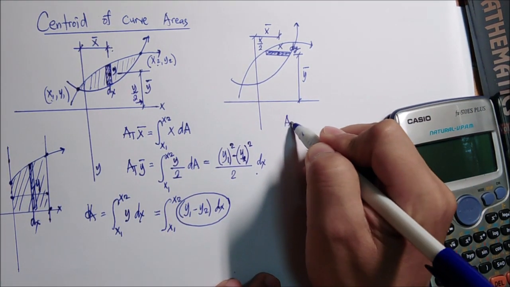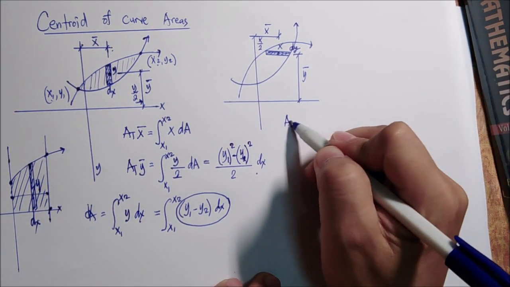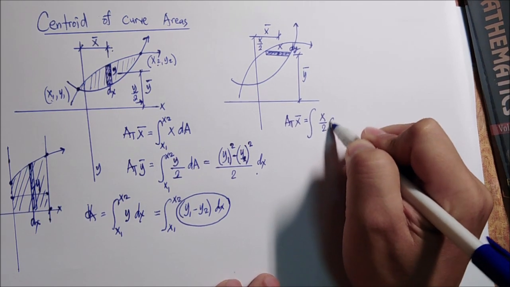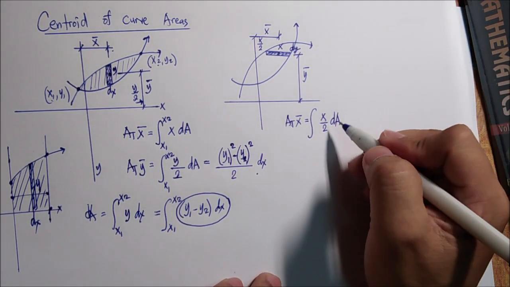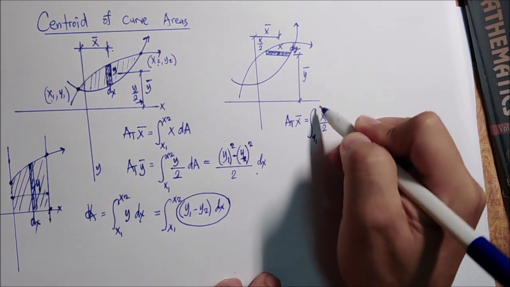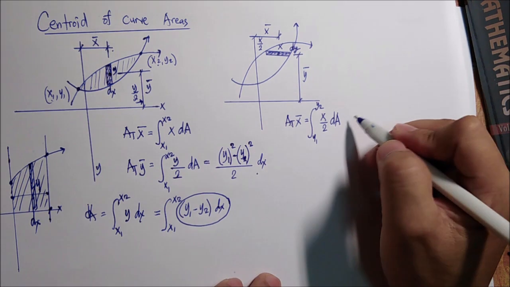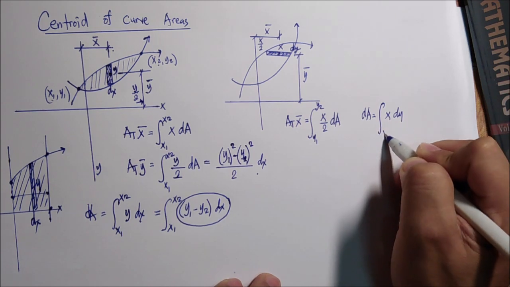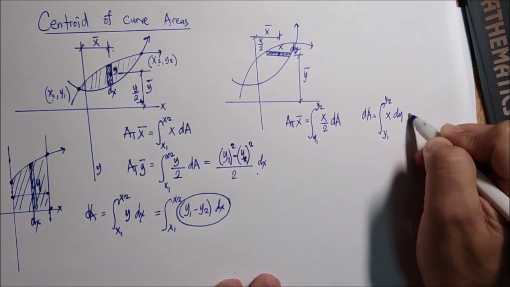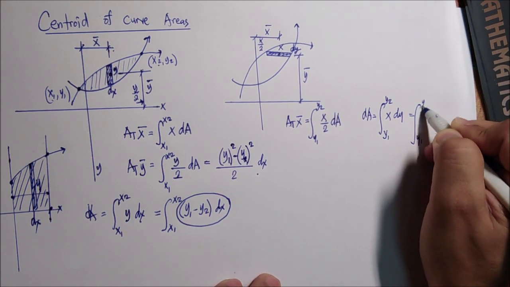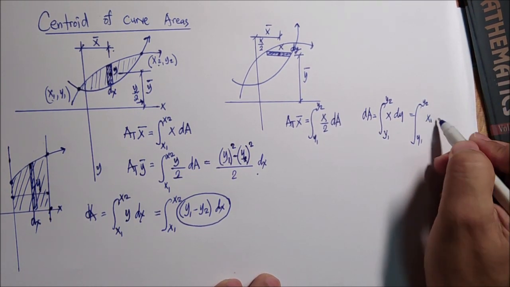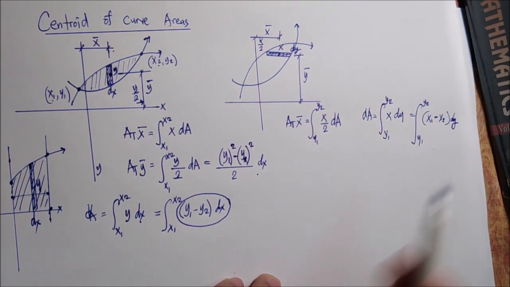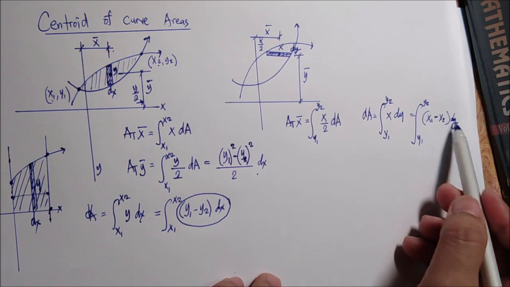Now your centroid here will be area total times bar x, that is equal to the integral of x over 2 dA. Your limit, if this is dy, is y1, y2, because your dA is the integral of x dy. If this is x, that is x of the first curve minus x of the second curve, dy. This will be in terms of y, so dy.